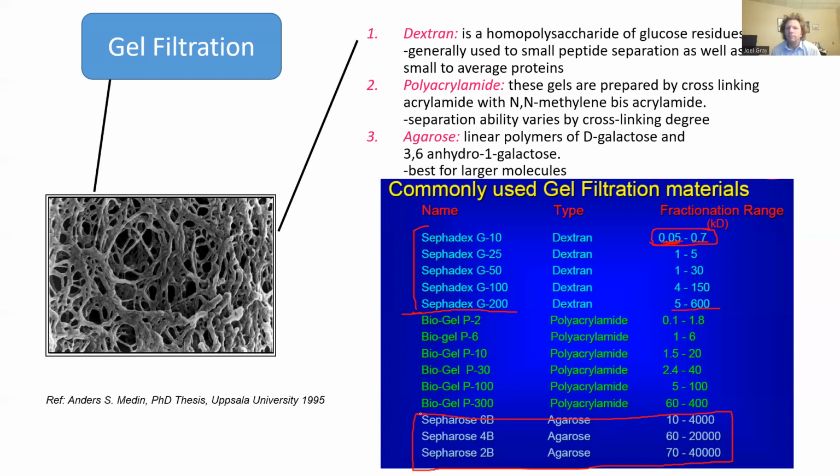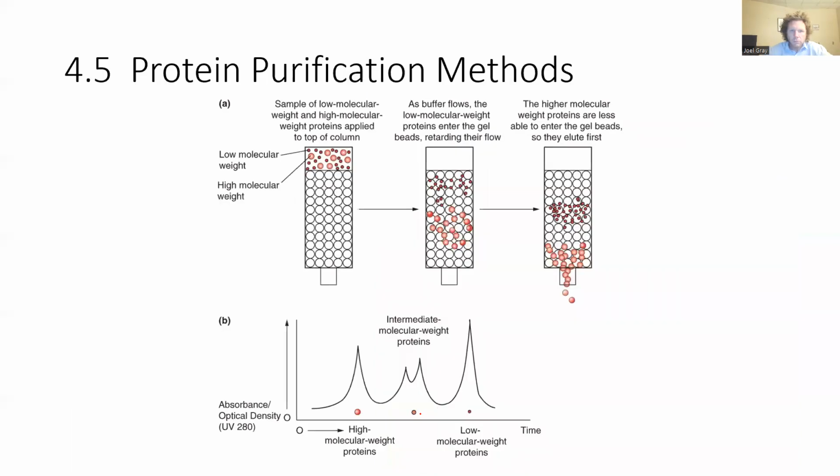Anyway, so there's your separation difference there. Again, in all of these cases, regardless of the material, the larger molecules are going to elute from that column first. The smaller molecules are going to elute from that column last. So what does gel filtration look like in a chromatography column displayed at the top?